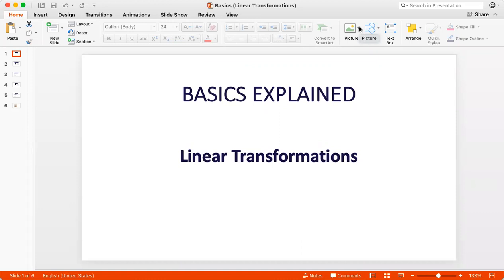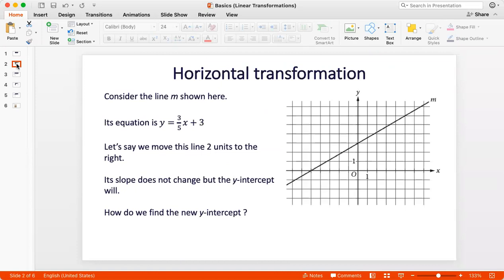Today in the Basics Explained series, we'll discuss linear transformations, that is transformations done to a line on the coordinate plane. So let's begin. We'll first look at horizontal transformation.